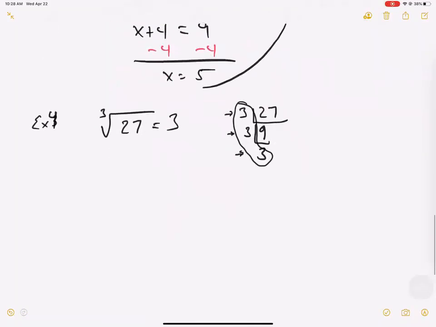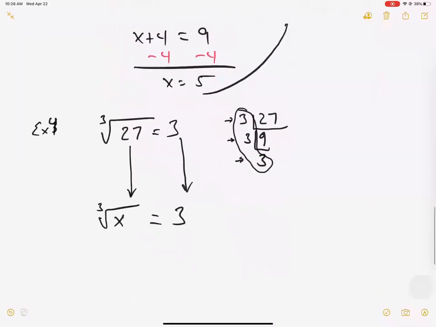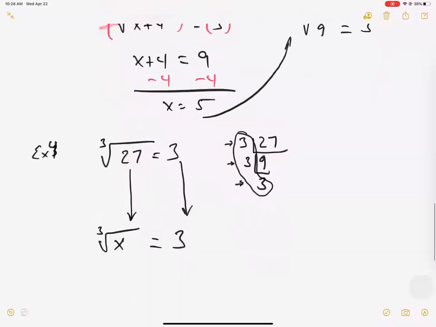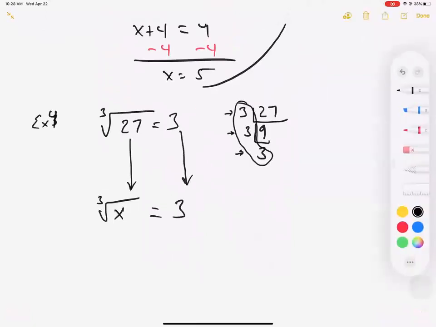So if I give you a follow-up question, what is the cube root of x to become 3? As you can see here, the answer should be 27, right? So the opposite operation, let's say this: if a square root is to square something, a cube root is to cube something. So in this case, we would not square root, but cube both sides.